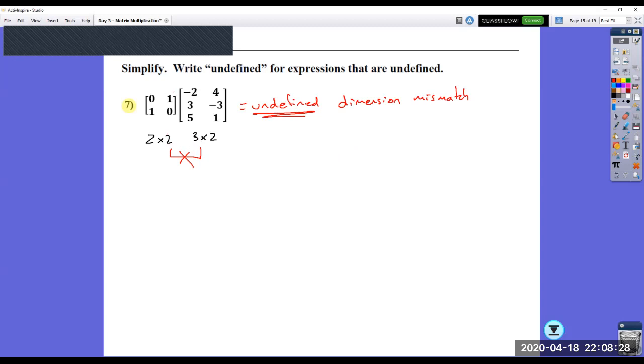So think about it again. If you're trying to multiply this by this, 0 times -2, 1 times 3, but then there's no other number to multiply with 5, so we can't multiply that out.